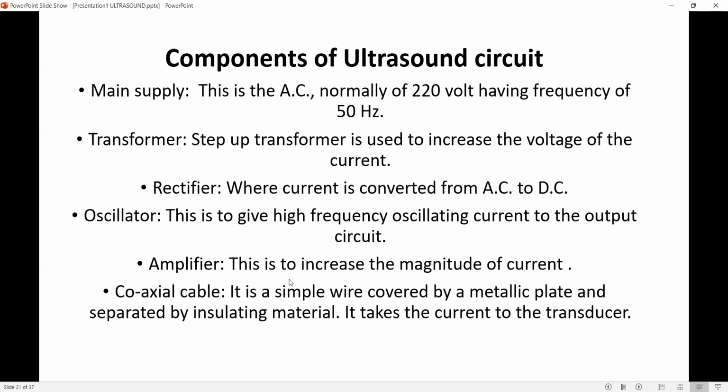Amplifier: this is to increase the magnitude of current. Coaxial cable: it is a simple wire covered by a metallic plate and separated by insulating material. It takes the current to the transducer.